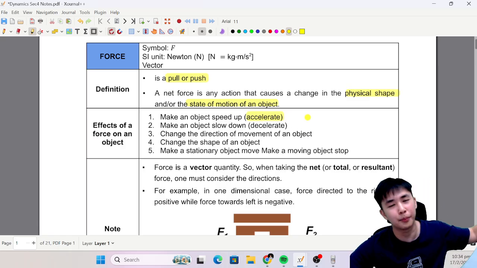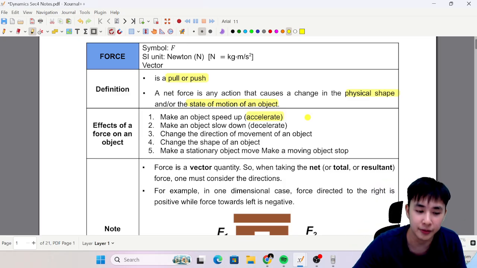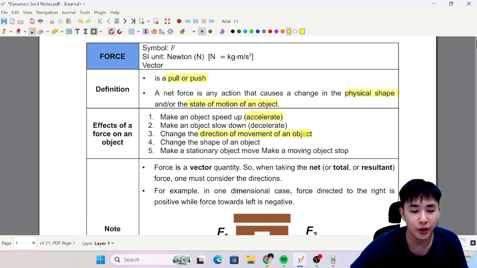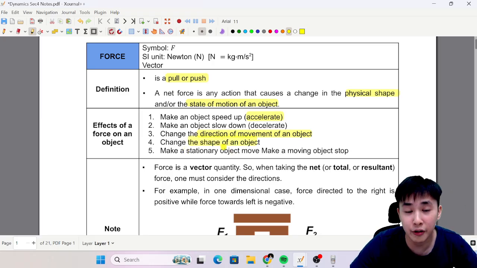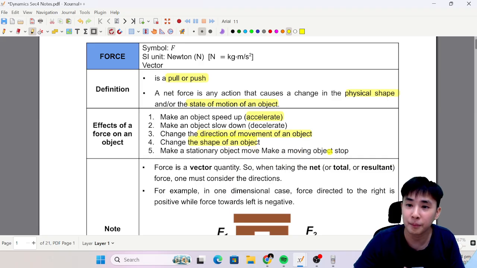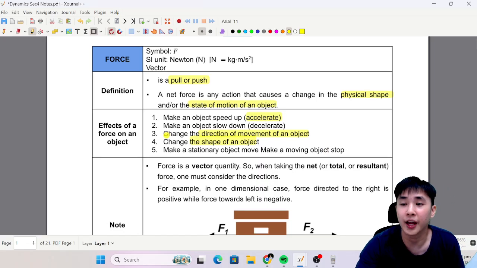So imagine if you have a ball rolling, and then you have a force to oppose its motion. Then you would slow it down. Okay, you could also change the direction of the object, or you could change the shape of the object, or you can make an object that wasn't originally moving, move, or you could make a moving object stop. So these are the different effects of the force on an object.